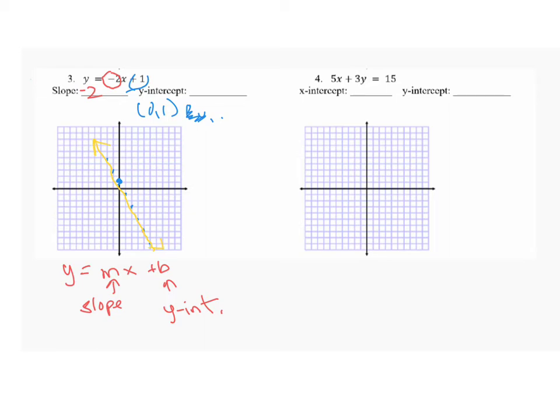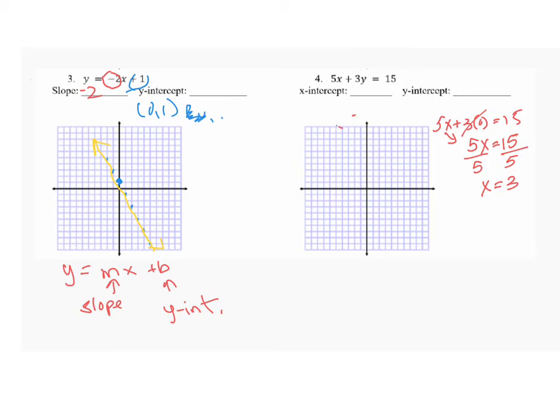Here's another ax plus by, so it's another case where we're inserting 0 for whatever it is we don't want to know. If we want to know the x-intercept, that means we're plugging in a 0 for y. So 5x plus 3 times 0 equals 15. Well, 3 times 0 is 0, right? So I bring this down. I got 5x equals 15. My last step always when I'm solving an equation is I divide by 5. X equals 3.